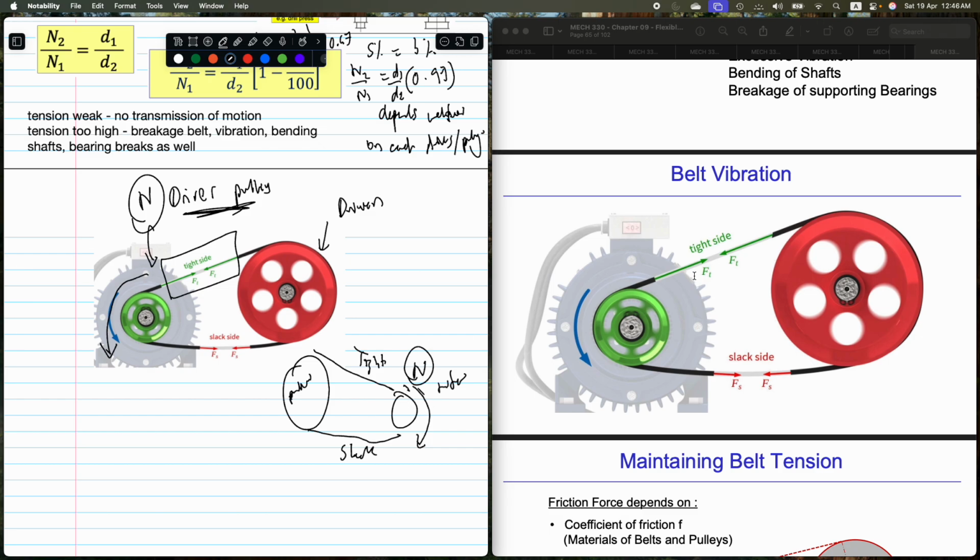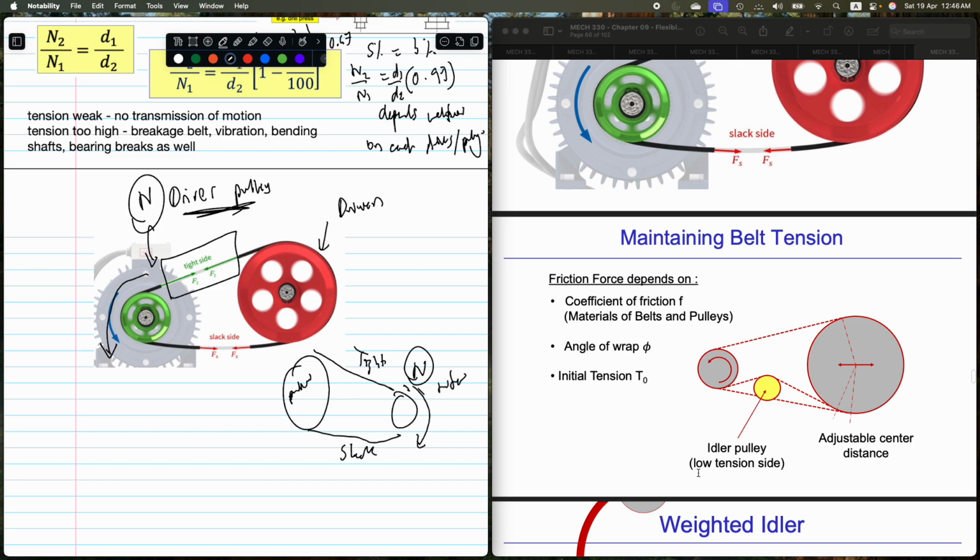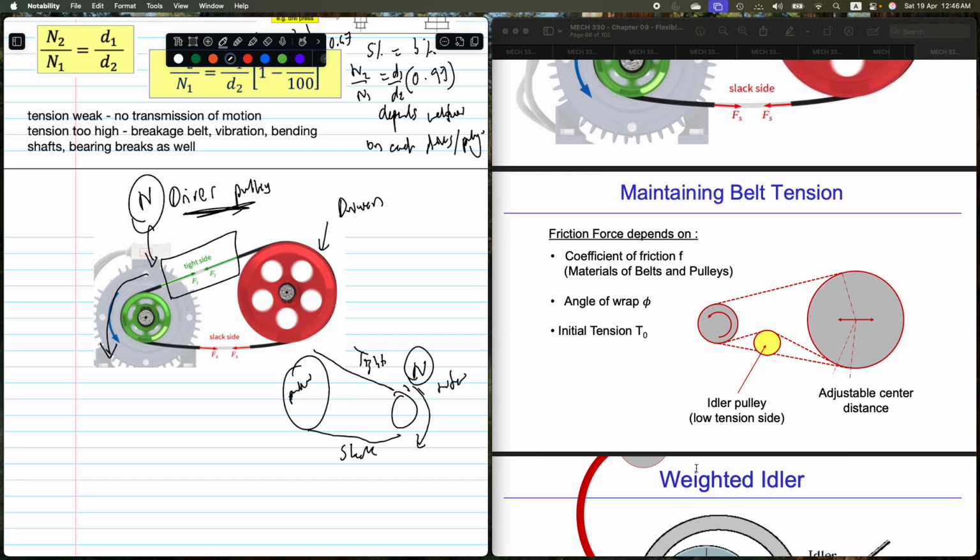Okay, maintaining belt friction. What they do is we just add an idler pulley. So it's right here. You can add an idler pulley here. This goes here and this goes here. This is called an idler pulley.